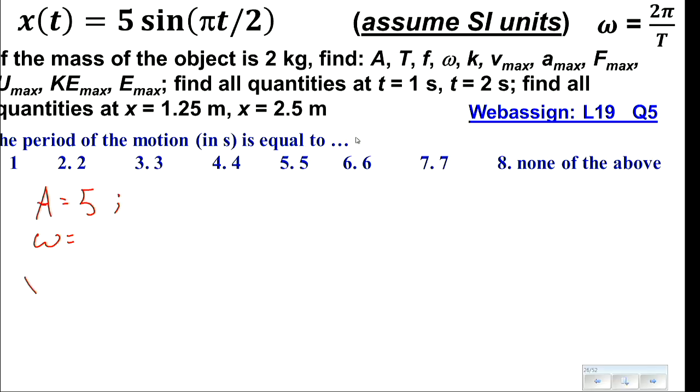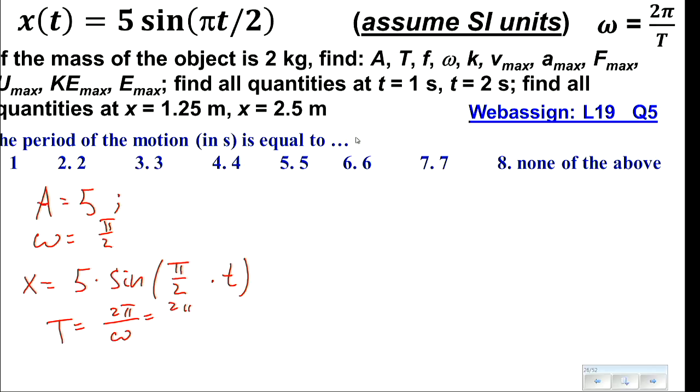So omega, how do we get it? Well, the easiest way is to rewrite the equation in the standard form. The standard form has a number, a function, and the variable t should be the very last. So if we rewrite it, the coefficient will be not pi, but pi over 2. So omega equals pi over 2. That's it. So now if we know omega, the period equals 2 pi over omega, 2 pi over pi over 2, 4. Yes or no?